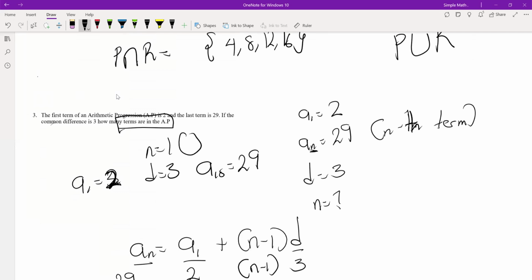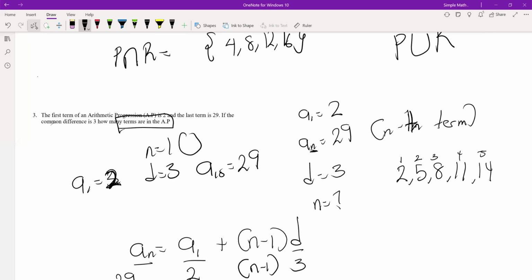And here's another tip. If you notice that the common difference is an odd number, look at it. The first term is 2. 2 plus 3 is 5, 5 plus 3 is 8, 8 plus 3 is 11. What do you notice here? The odd-numbered terms, like the 1st, 3rd, and 5th, are even numbers, and the even-numbered terms, like the second term and the fourth term, are odd numbers.